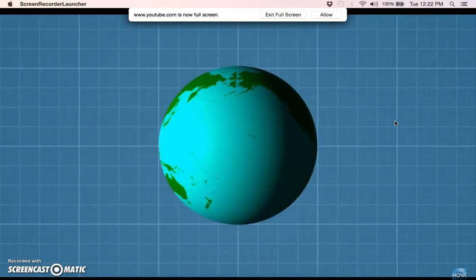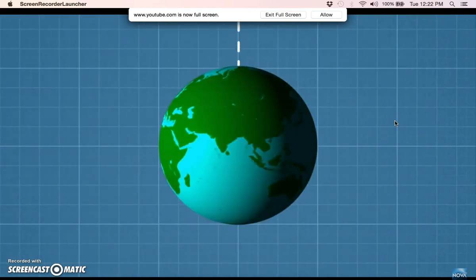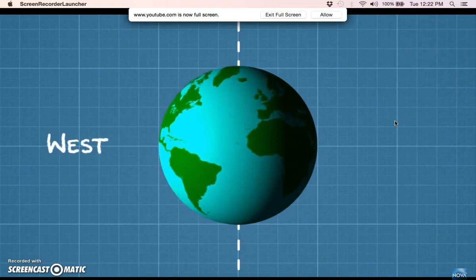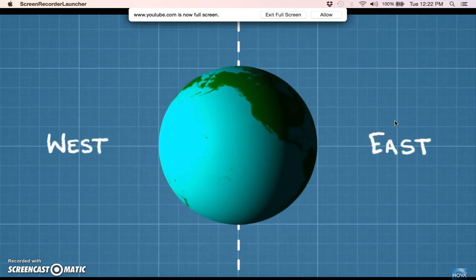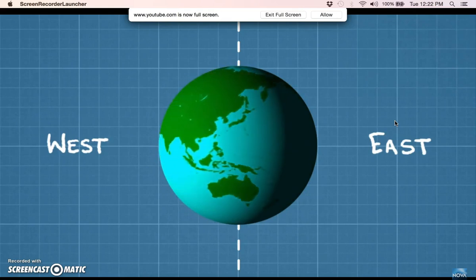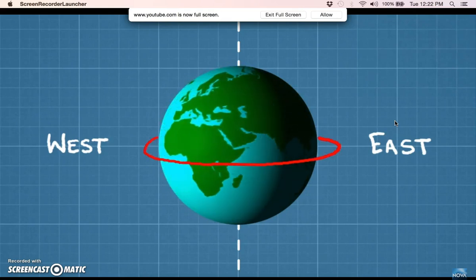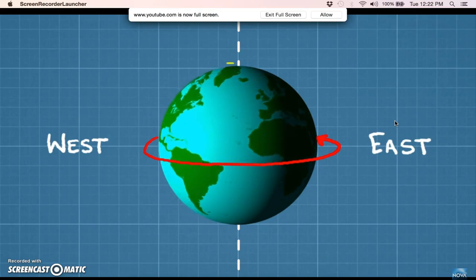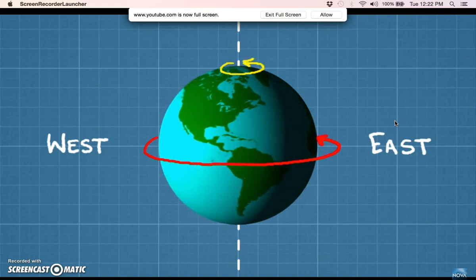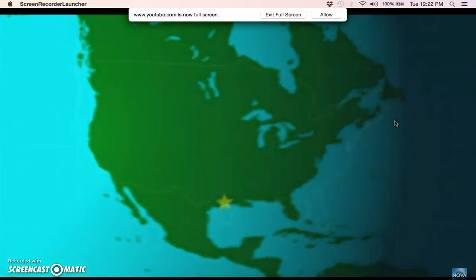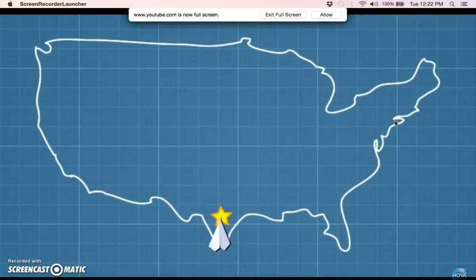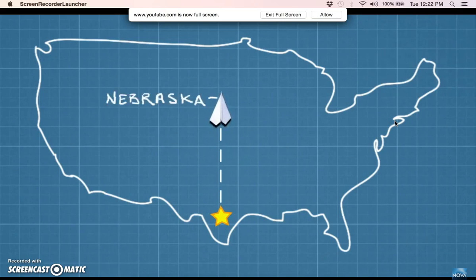Here's the basic idea. Earth is constantly spinning around its axis from west to east. But because Earth is a sphere and wider in the middle, points on the equator are actually spinning faster around the axis than points near the poles. So imagine you were standing in Texas and had a magic paper airplane that could travel hundreds of miles. If you threw your airplane directly northward, you might think it would land straight north, maybe somewhere in Nebraska.